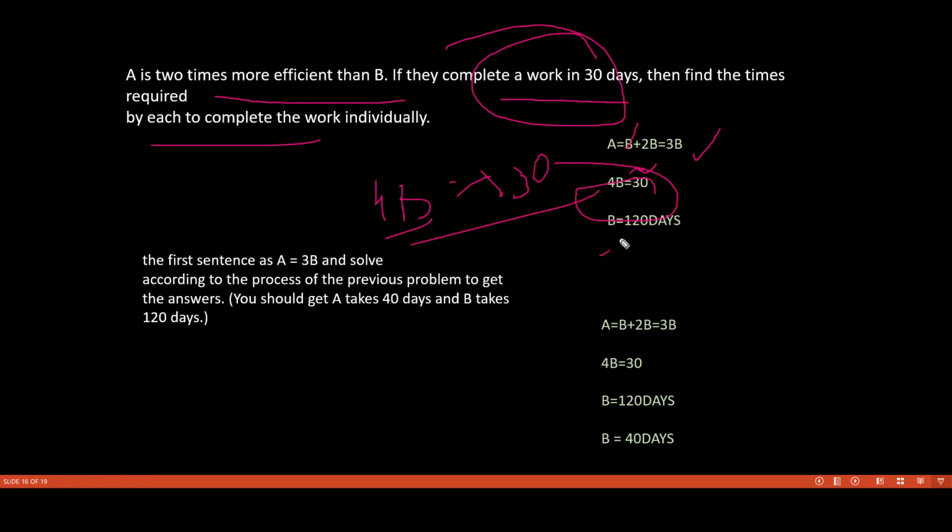So when B is working on his own, then only you can complete the work in 120 days. So this is how you can do. And now you also require A. So we know A is doing the work 3 times that of B. Alright. So it will require less time than B, and how much less? You can divide it by 3. So you get 40 days. So this is the time you get.